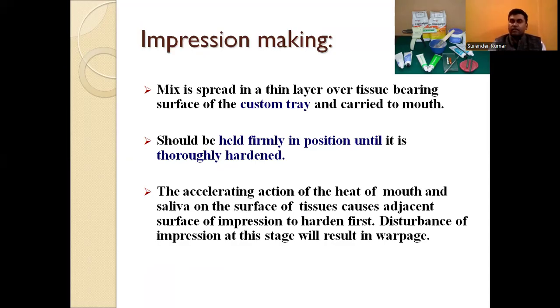Now, impression making. The mix is spread in a thin layer over the tissue-bearing surface of the custom tray and carried to the mouth. It should be held firmly in position until it is thoroughly hardened. The accelerating action of the heat of the mouth and saliva on the surface of the tooth causes the adjacent surface of the impression to harden first. Disturbance of the impression at this stage will result in distortion.